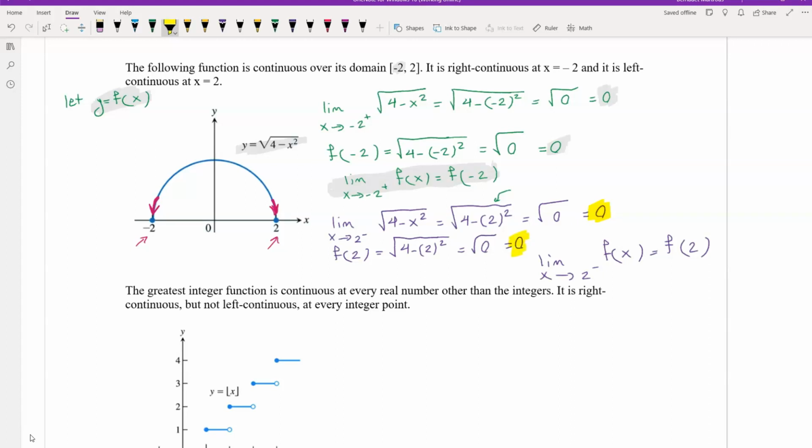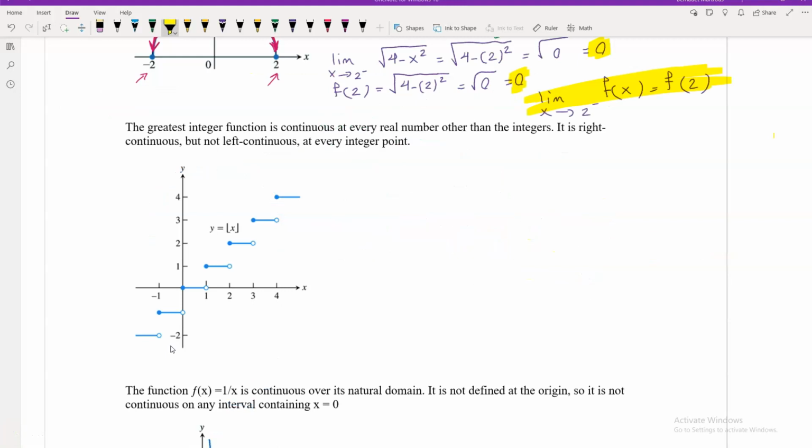So comparing these two, what we have here is the same answer. That means we have this conclusion: the limit of f of x as x approaches 2 from the left is equal to our function value when x is 2. Based on what we did on this part, our conclusion is that our function is continuous over its domain, -2 to +2.